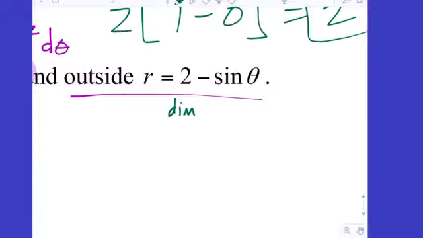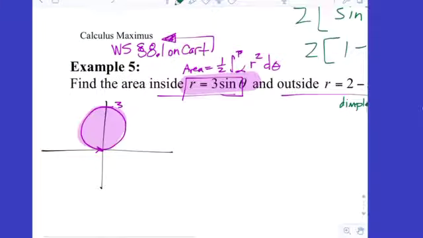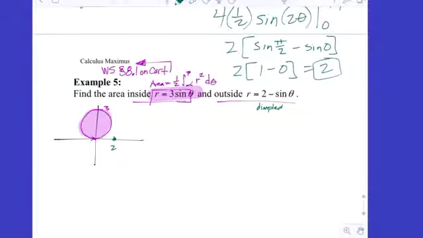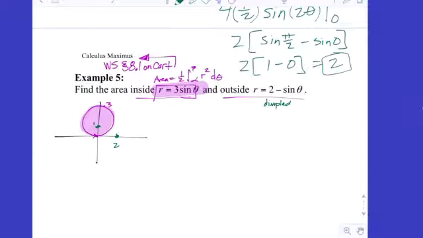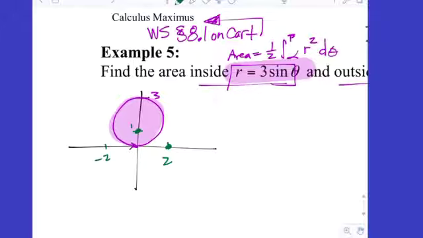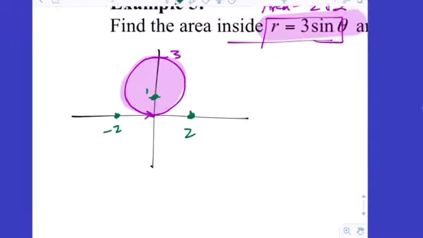Well, it belongs to the family. This is the dimpled one. Let's go ahead and graph that one by looking at quadrantial angles, because maybe we're not sure. Sine of 0 is 0, so we start by coming out here 2 units. So this is where it starts. At pi halves, sine is 1, so 2 minus 1 is 1. So it comes up to here. Sine of pi is back to 0, so we're out here at 2, on the negative side. Sine of 3 pi halves is negative 1, so we end up with 2 plus 1, which is 3. That's negative 3. And then we hit 2 pi and we get it again.